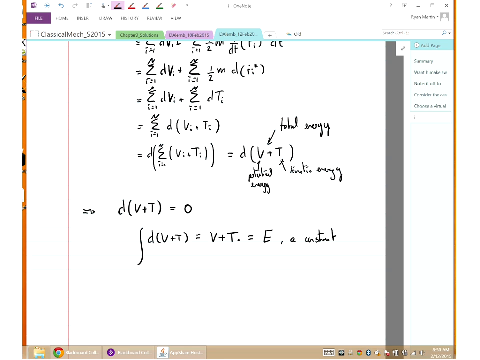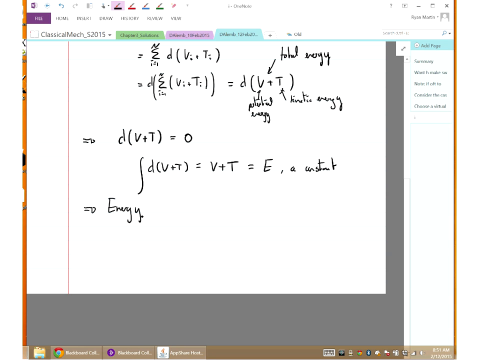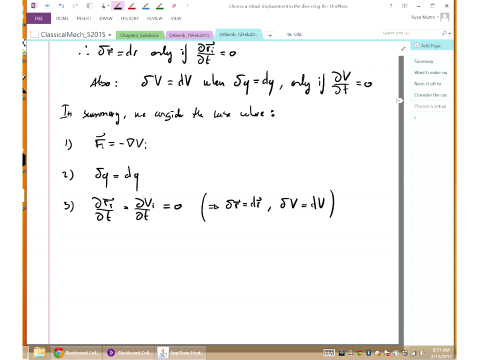So d of the total energy of the system is 0, and that means the total energy of the system, once you integrate that, is a constant. And so what we've shown is conservation of energy. And we'll show conservation of energy many more times. Energy is conserved, but of course we have to remember our conditions here.